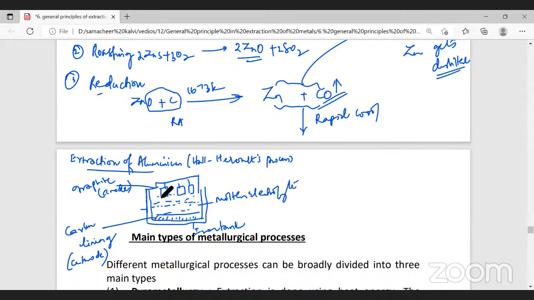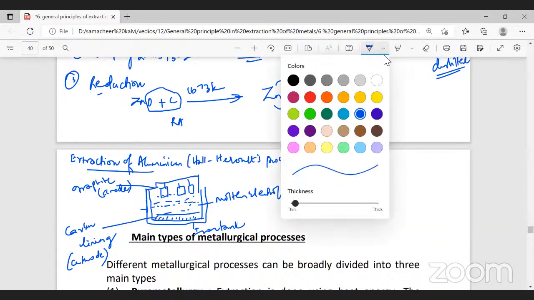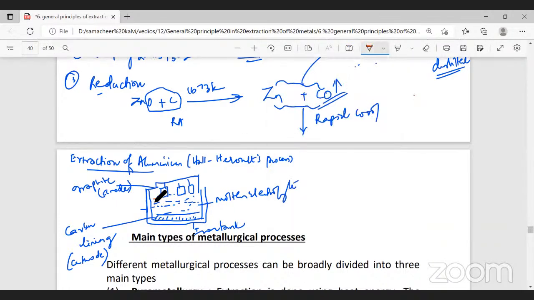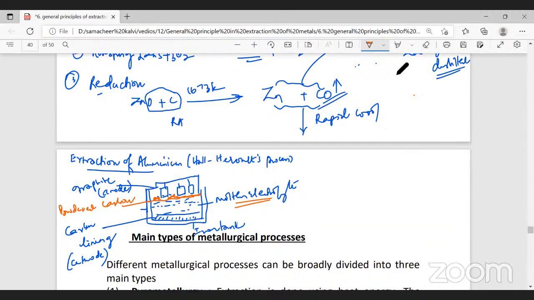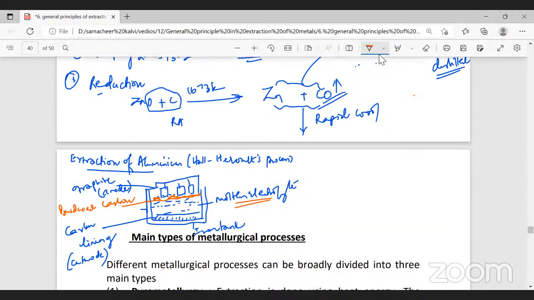And at the top of this, we have powdered carbon. Now, not only do we have molten electrolyte, along with the molten electrolyte we will be taking some more mixtures. I will tell you what that is.